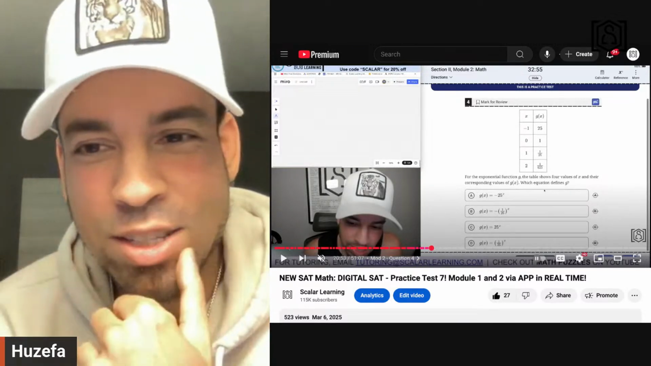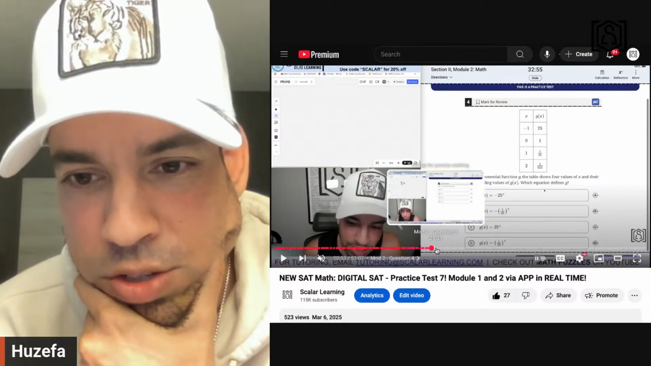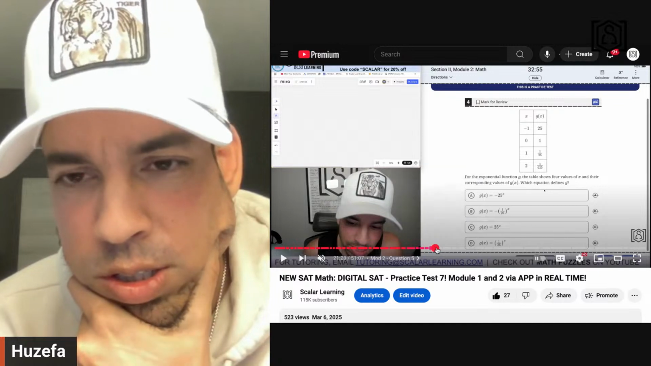This one wasn't anything special either. You're just trying to match the function to the table, and you could plug in these values and figure out which one it is.